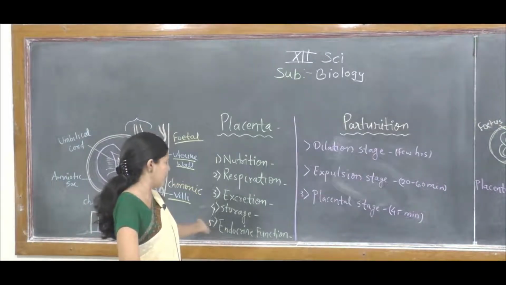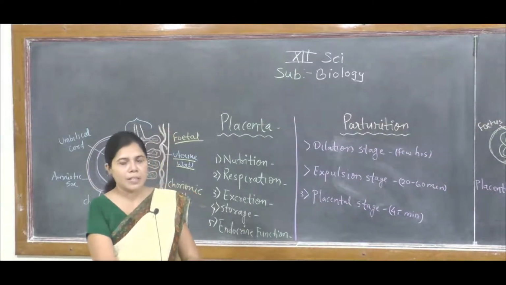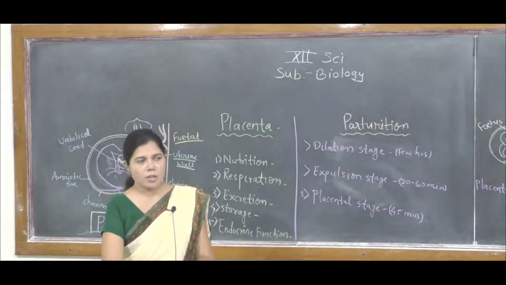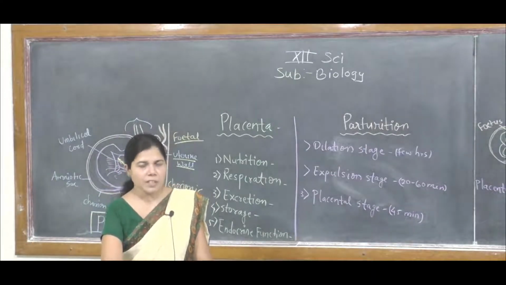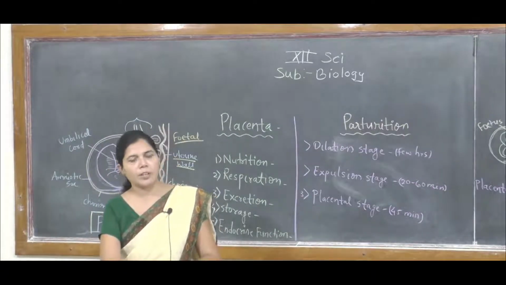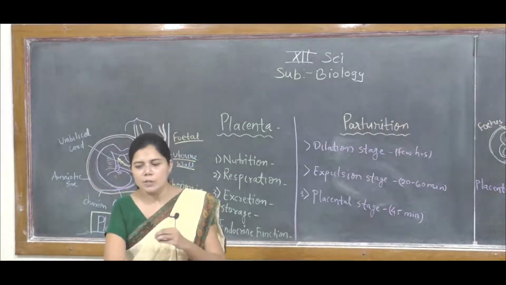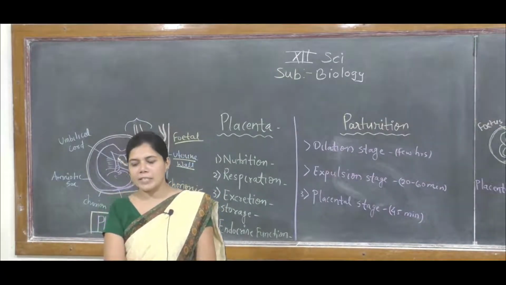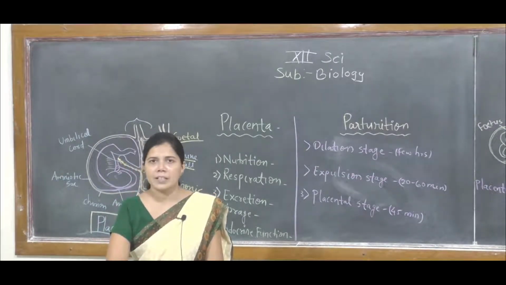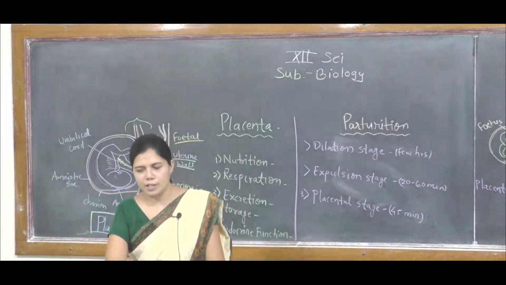And the last one is the endocrine function, because the placenta secretes the progesterone hormone, HCG (human chorionic gonadotropic hormone), as well as estrogen and relaxin. So the placenta acts as endocrine tissue because it secretes all the pregnancy hormones which are necessary for the pregnancy, or gestation.